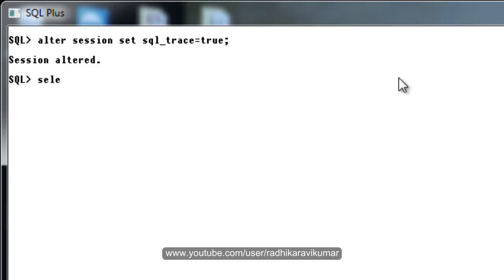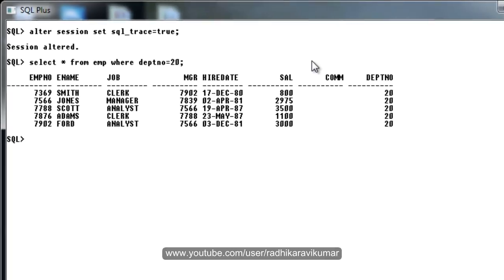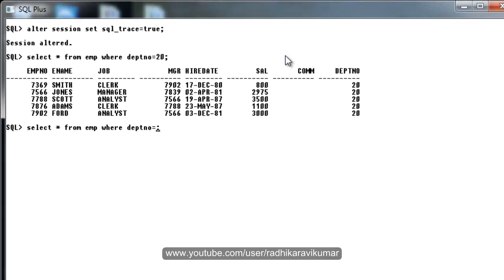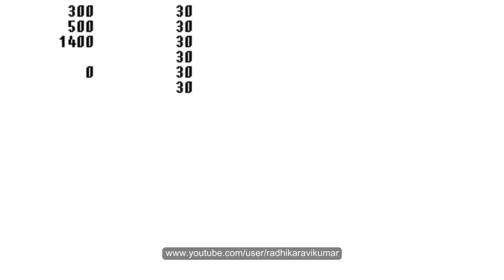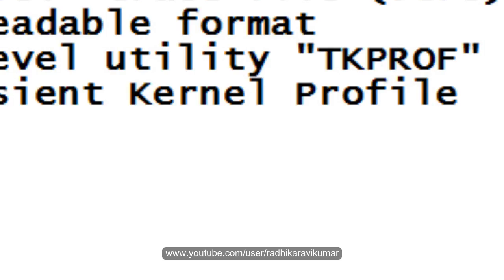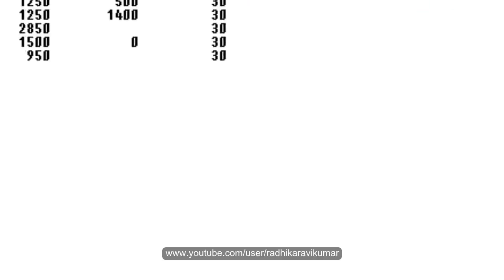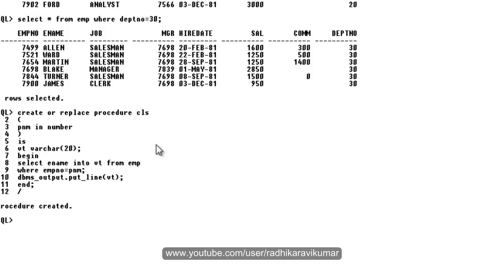Now when I say select star from employee where department number equal to 20, and let me make it 30 also, then let me run a procedure, just a sample procedure. I'm just calling the procedure by passing a value. So I have executed two queries as well as one PL/SQL program.